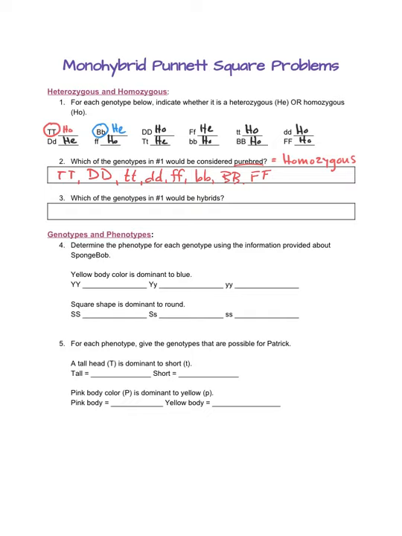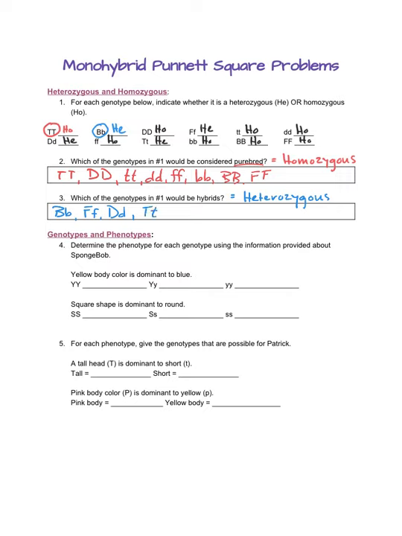And then number 3 says which of the genotypes in number 1 would be hybrids. Remember that a hybrid is the same thing as heterozygous. So here we're going to write each of the heterozygous genotypes, like capital B, capital F, small f, capital D, small d, and capital T, small t.